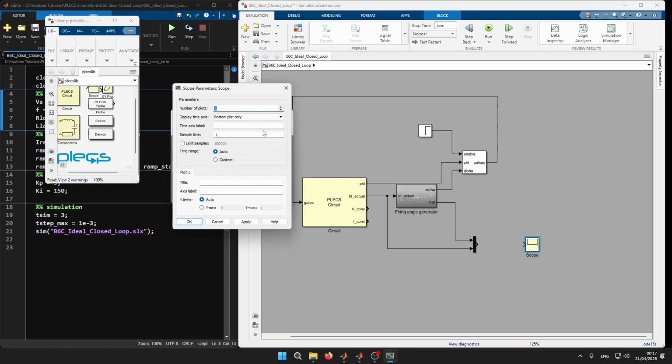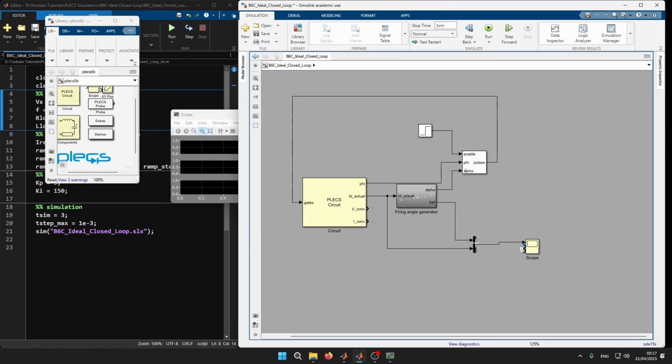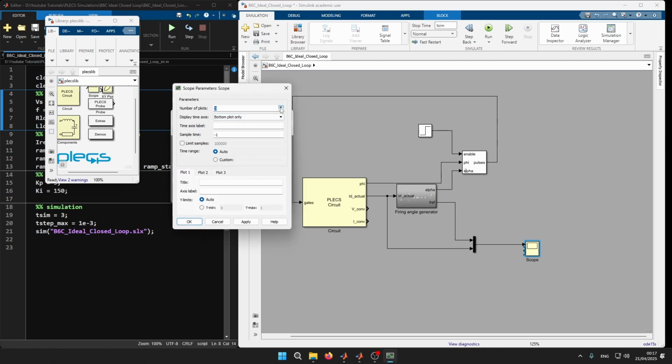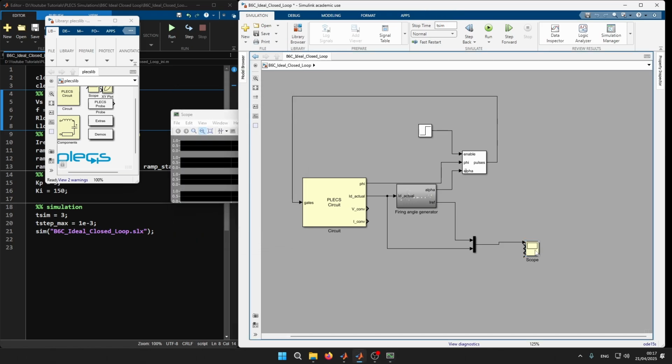So I need in total 3 windows. One would be for the current. Let's take 4 windows. So as I mentioned, one would be for the current, one would be for the AC connection voltage, one would be for the AC side current, and another should be for the firing angle.